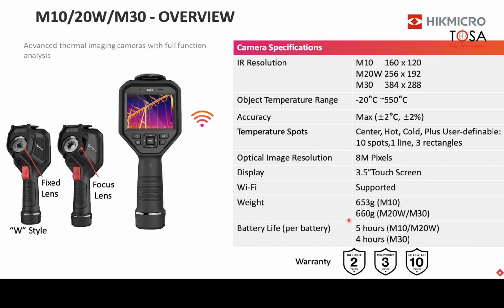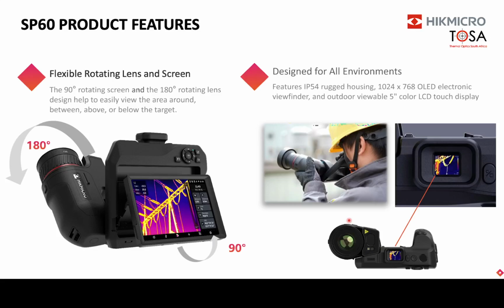This is the M series. Just very briefly, one of the areas that's different to the Pocket 2 as far as these are concerned is that they have focus lenses, and this becomes very good when you're starting to troubleshoot HVAC systems, high transmission electric transmission systems like you see on the screen there, to be able to focus using the focus lens.